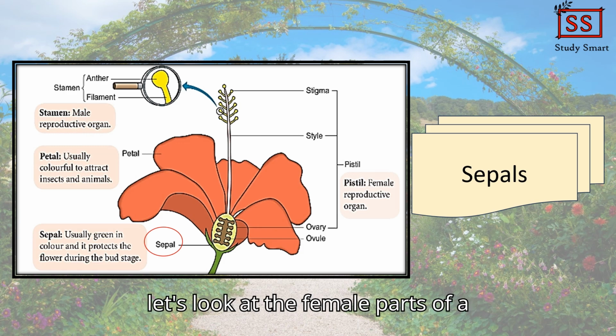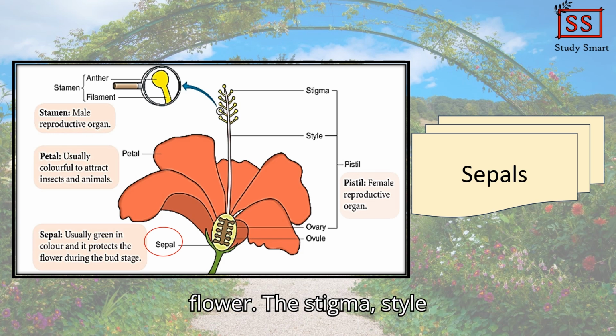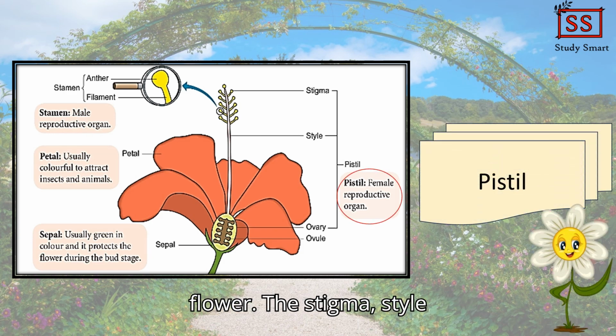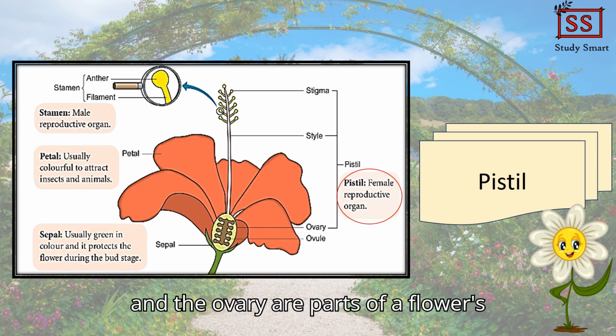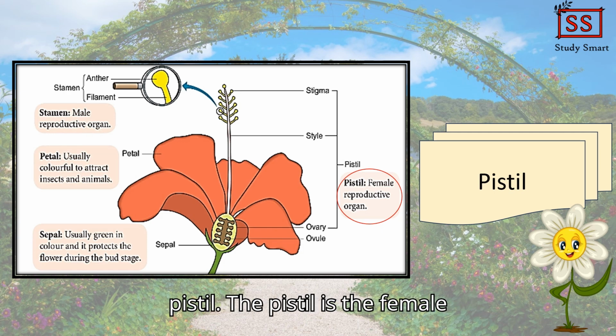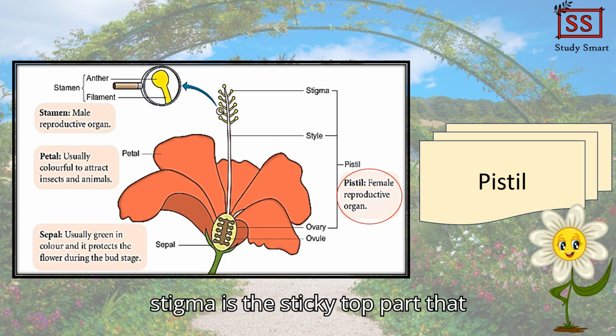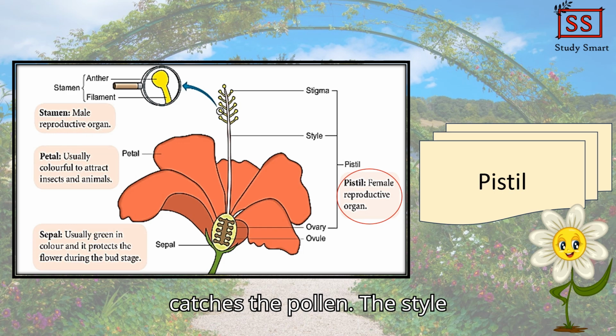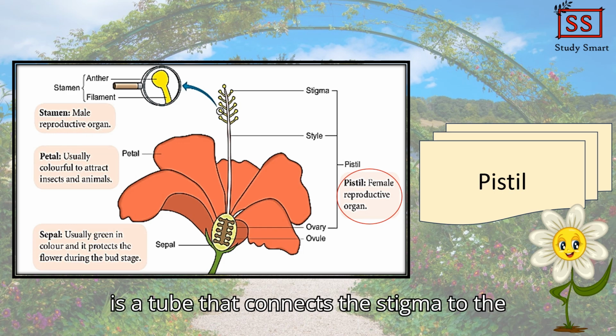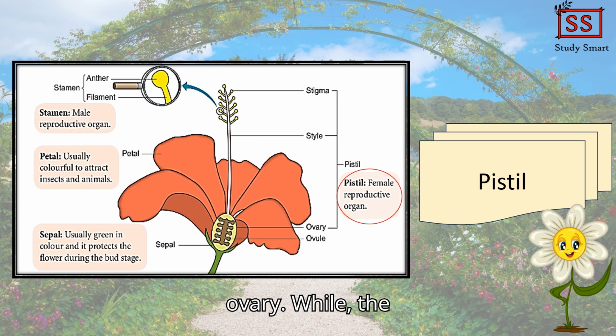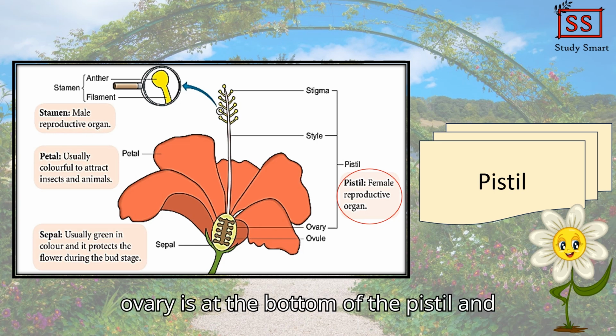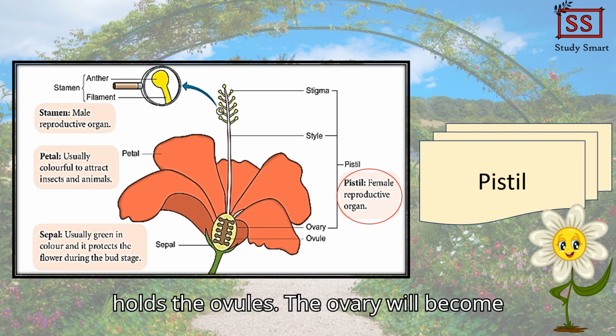Now let's look at the female parts of a flower. The stigma, style, and the ovary are parts of a flower's pistil. The pistil is the female part of the flower. The stigma is the sticky top part that catches the pollen. The style is a tube that connects the stigma to the ovary, while the ovary is at the bottom of the pistil and holds the ovules.